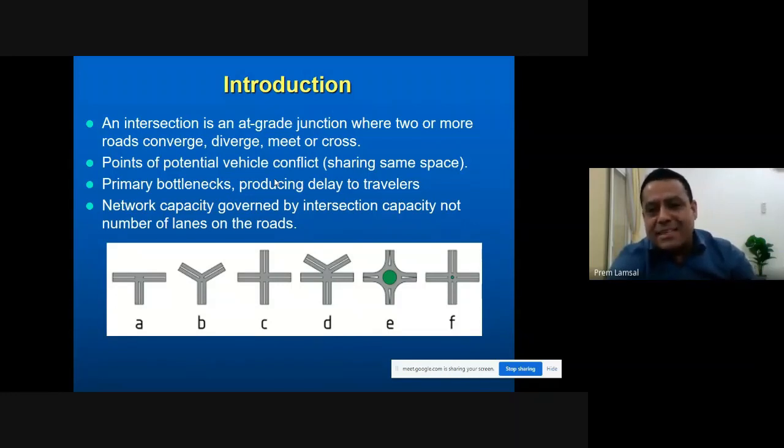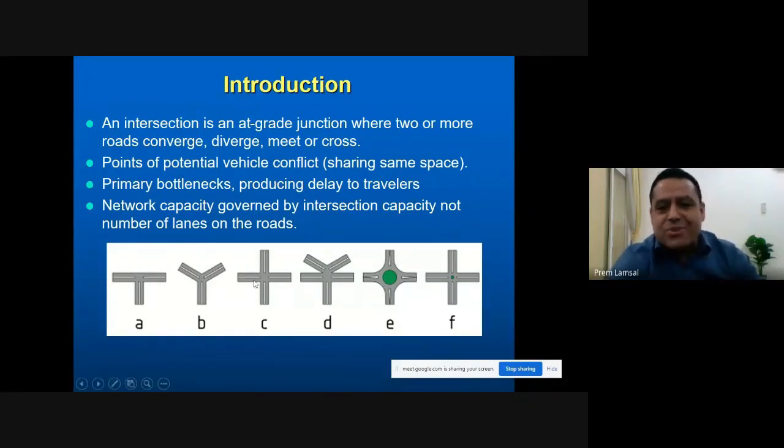In our country, especially in Nepal, people are talking about adding lanes. People are ignoring intersections, ignoring designing and operating intersections properly, but they are investing money in widening the roads. In my understanding, that is very wrong, because the network capacity is governed by the intersection capacity, not by the road capacity.